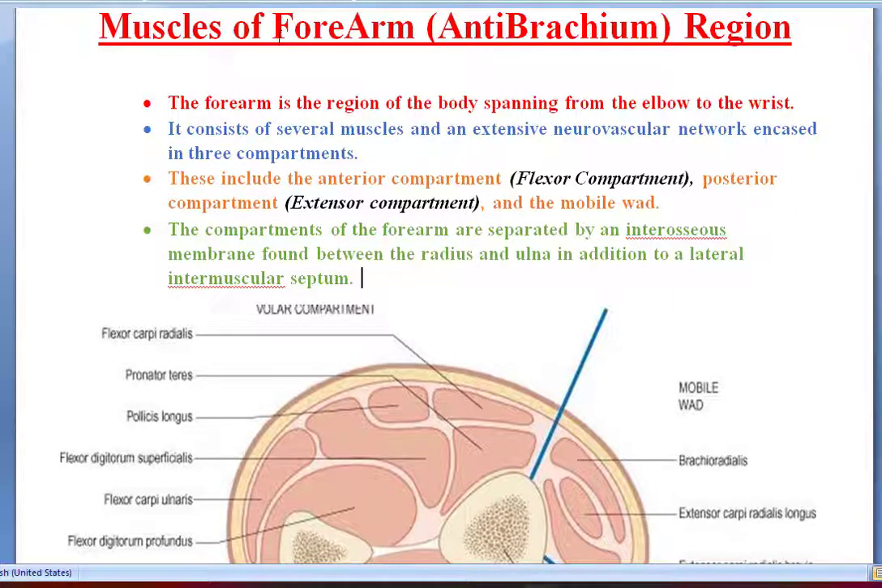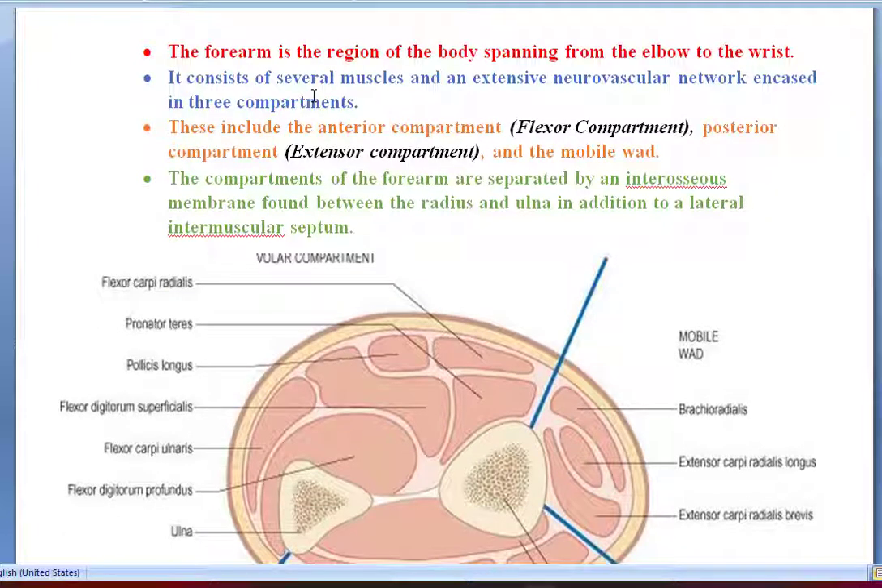We are discussing the muscles of the upper limb, in which we have come up to the muscles of the forearm. We discussed the muscles of the pectoral region, the back region, the shoulder region, and the arm region. Now we are discussing the muscles of the forearm.